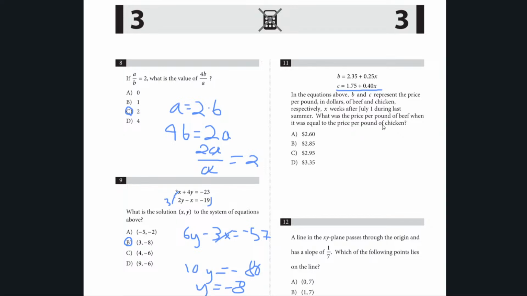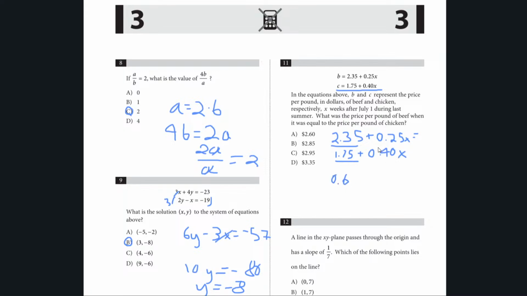Sadly, we do not. Anyways, in order to find this, we need to set both of the equations equal to each other because we're trying to find when they were equal, and we can do that by solving for the x. So we have 2.35 plus 0.25x is equal to, I'm going to write it underneath because I used very big numbers. I wrote it out super huge. So this is equal. We're going to subtract this and this, and that gives us, I think, 0.6.